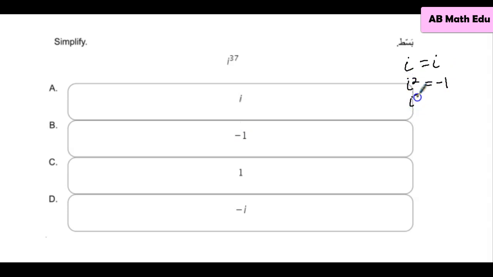Then i cubed is going to be i squared times i. But we know that i squared is -1, so here it is going to be -i. And then i to the fourth is going to be i squared times i squared, which is equal to -1 times -1, which is +1.